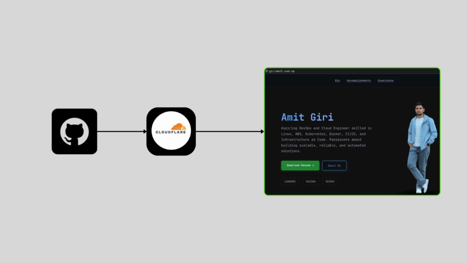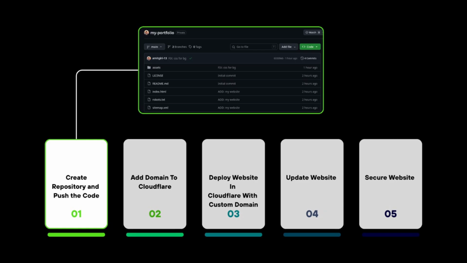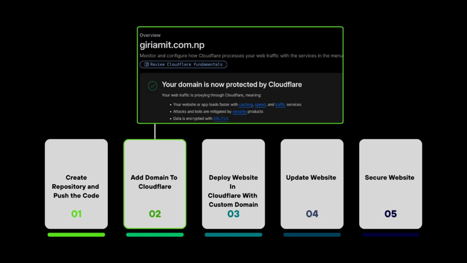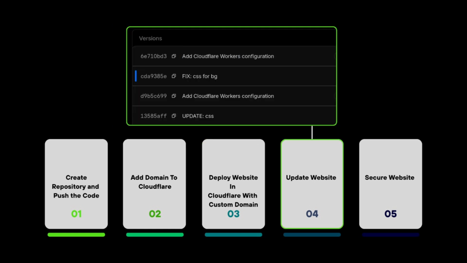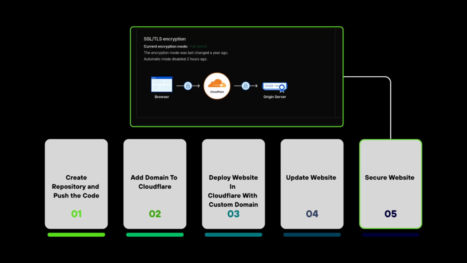This video is about deploying a portfolio website in Cloudflare with a custom domain. First, we will create a repository and push code. Second, we will add the domain to Cloudflare. Third, we will deploy the website in Cloudflare with the custom domain. Fourth, we will update the website. Finally, we will secure the website with an SSL/TLS certificate.